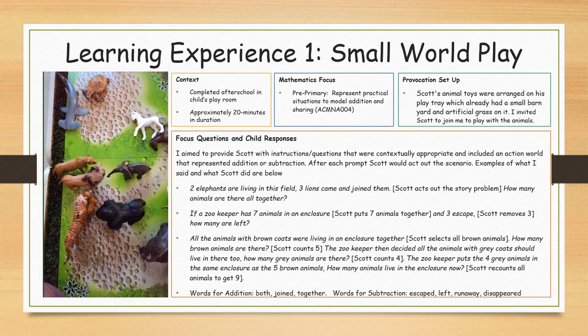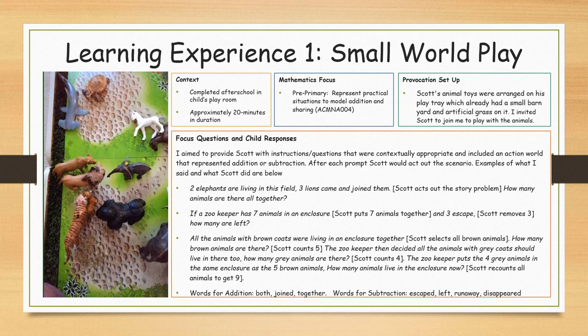Another was, "If a zookeeper has 7 animals in an enclosure," Scott then put the 7 animals together, "and 3 escape," Scott removed 3, "how many are left?" Additionally, I said, "All the brown animals are living in this enclosure," pointing to one area. Scott selected the brown animals. "How many brown animals are there?" Scott counted 5.